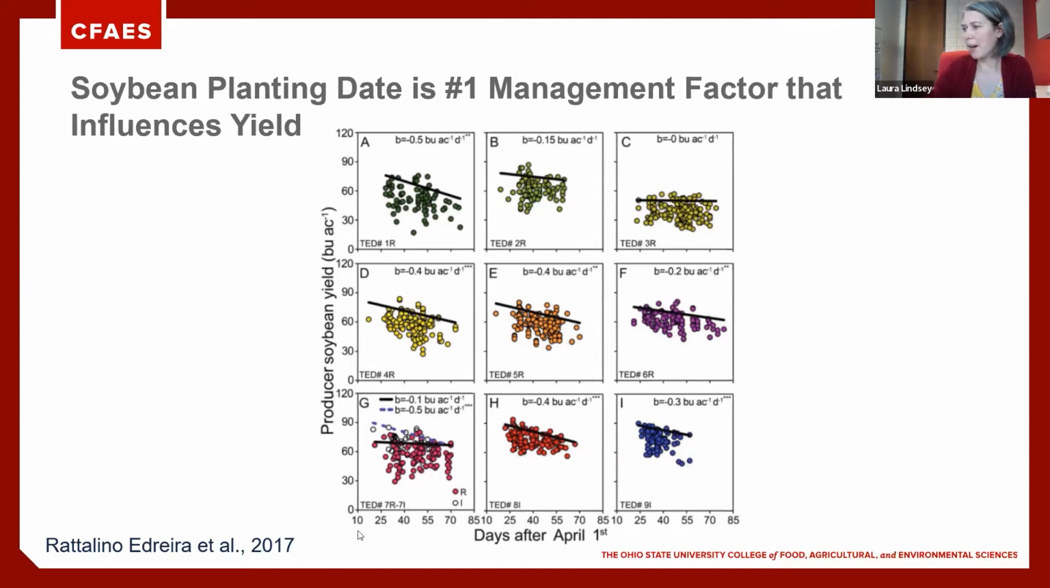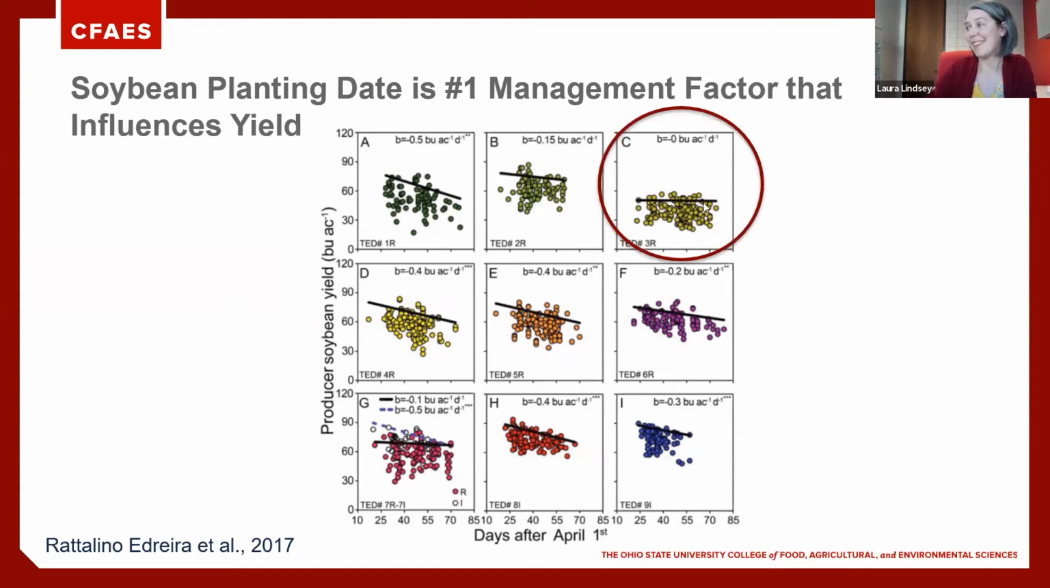The bottom of this graph shows days after April 1st, and then producer reported soybean yield. Northern Ohio is the first box A, and Central and Southern Ohio is B. What you see here is the slope of this line. For Northern Ohio, for each day soybeans were planted after the end of April, there was a half bushel per acre reduction in yield. That's quite a bit. In Central Ohio, it wasn't quite as much, 0.15 bushel per acre per day, but still a significant reduction.